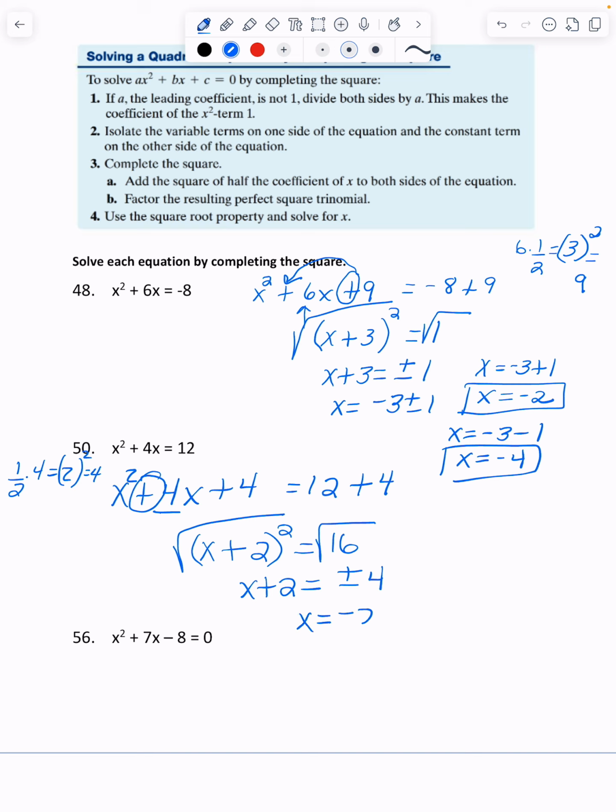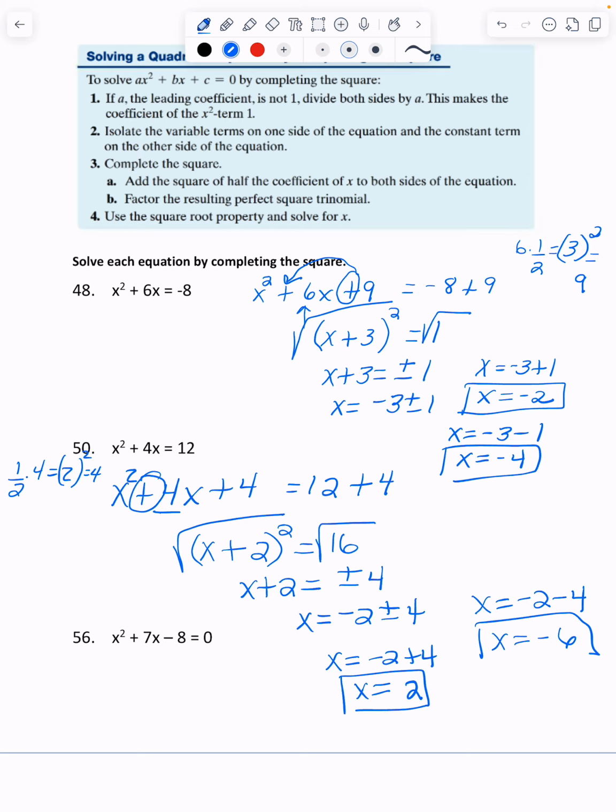Solving for x, I'm going to subtract 2 from both sides. And so I come up with -2 plus 4 as my first answer, and that ends up being +2. And then my next answer, I get -2 minus 4, which is -6. So remember, I should be coming up with 2 answers for all of these quadratics.